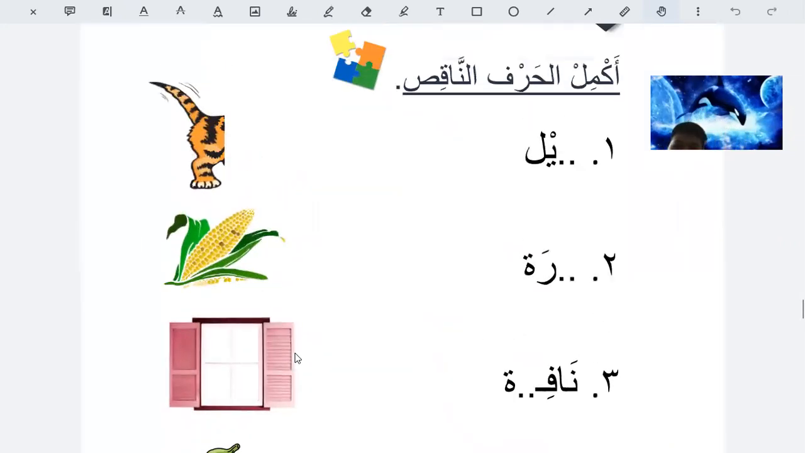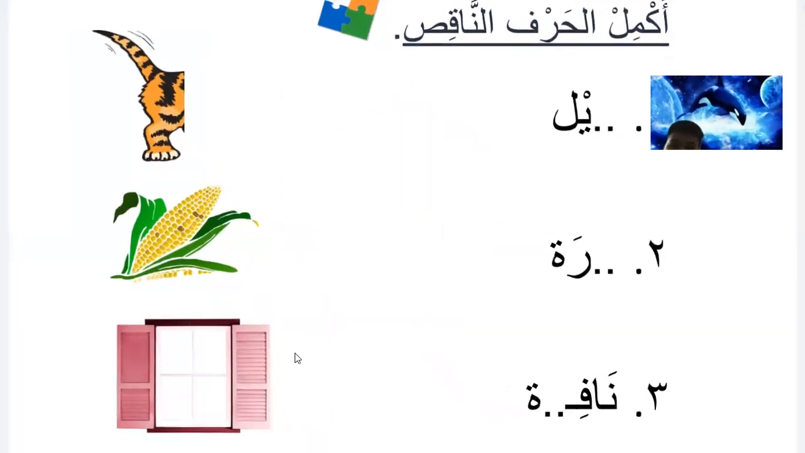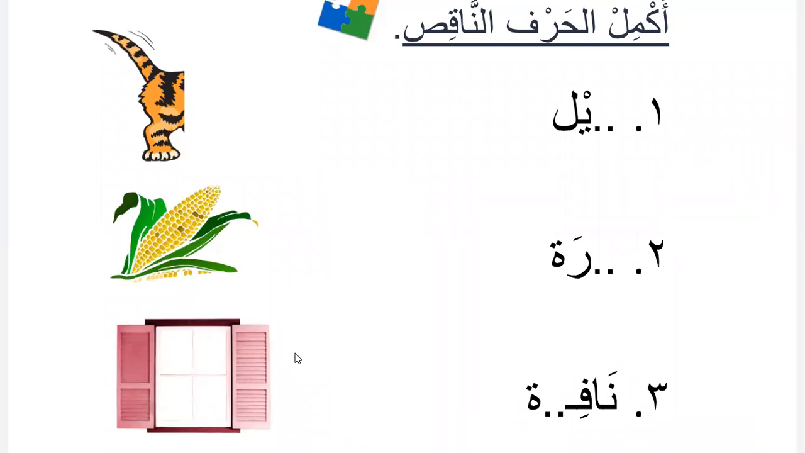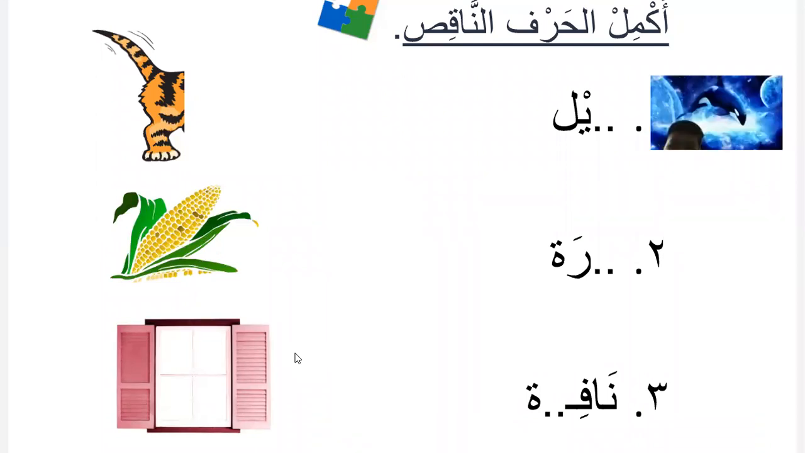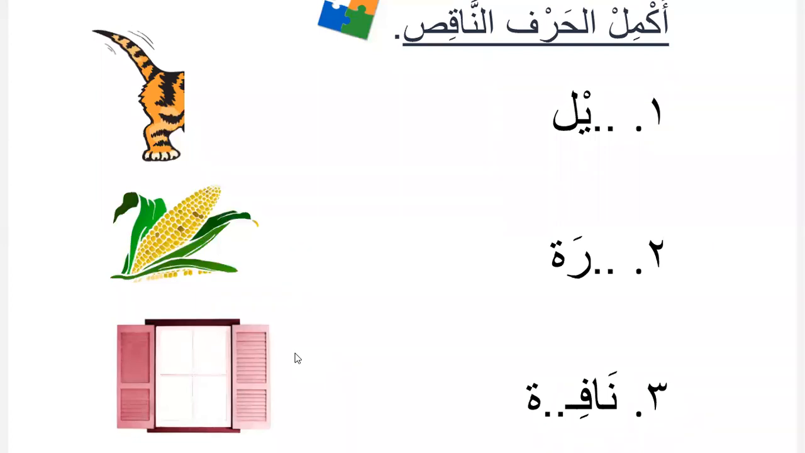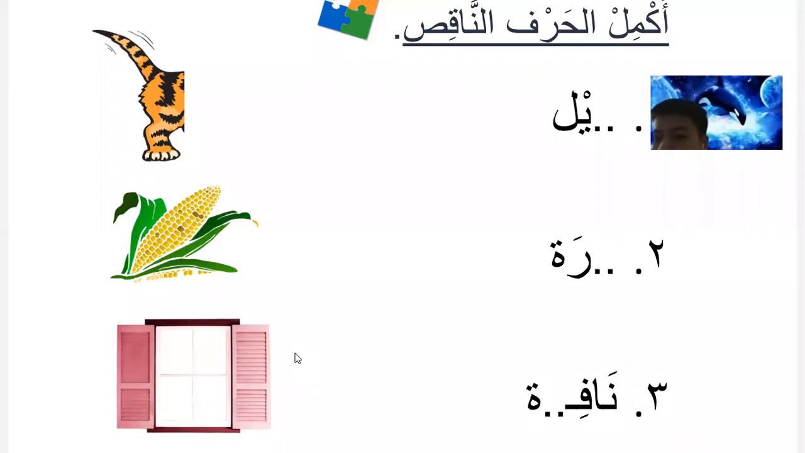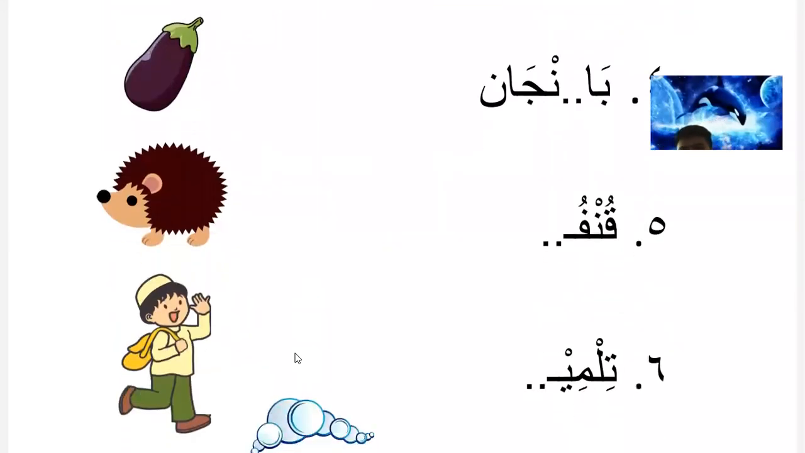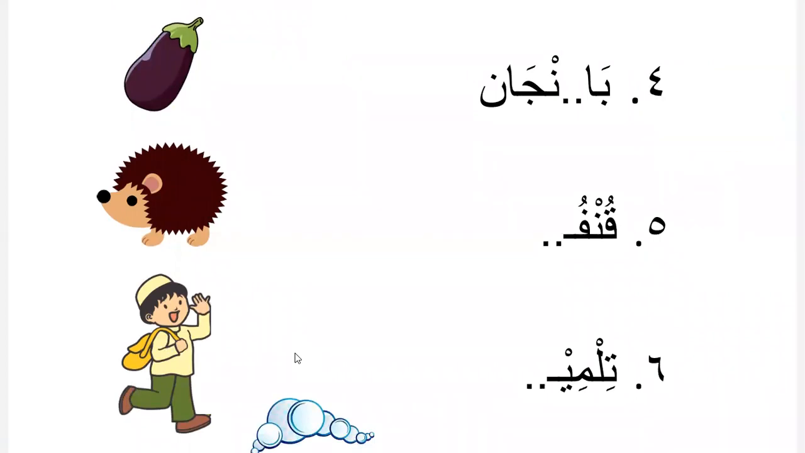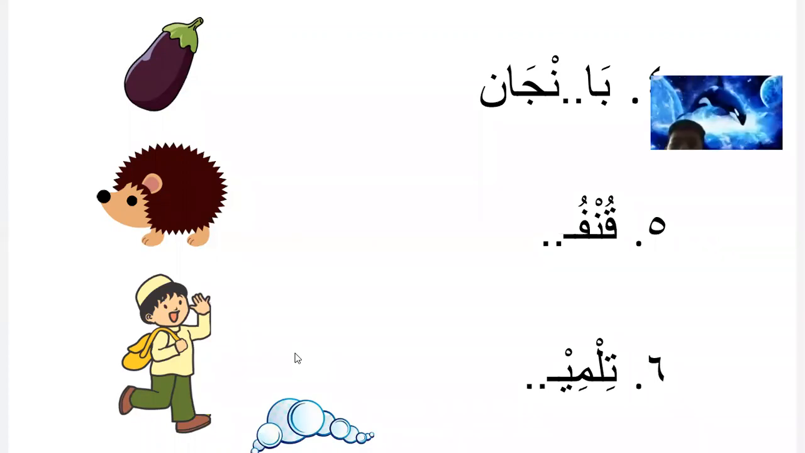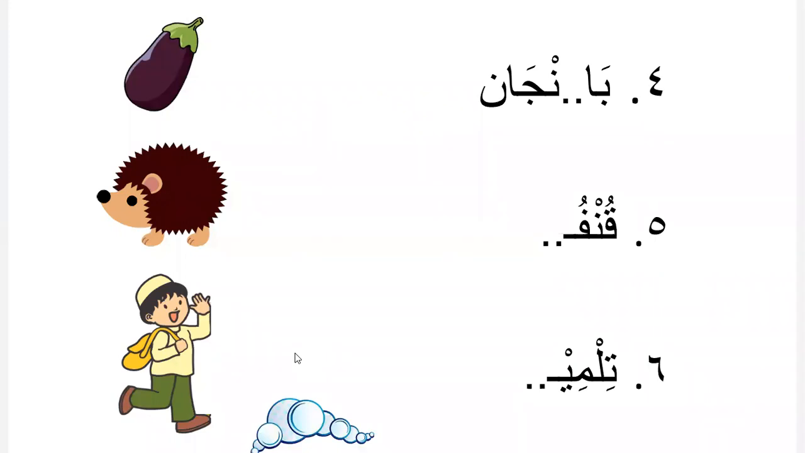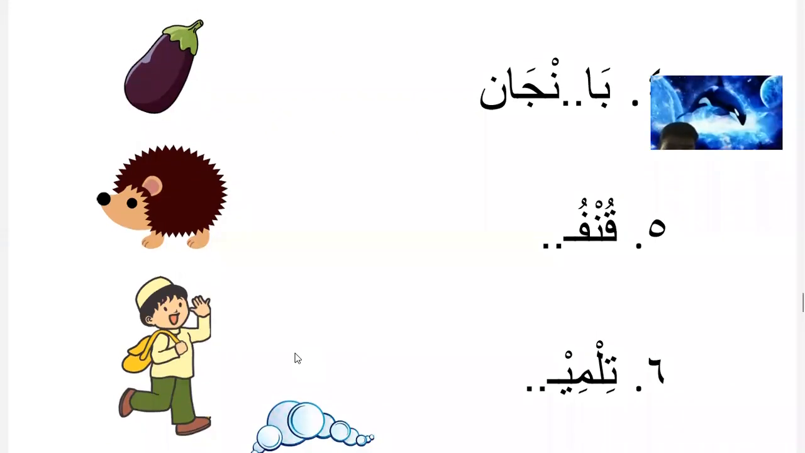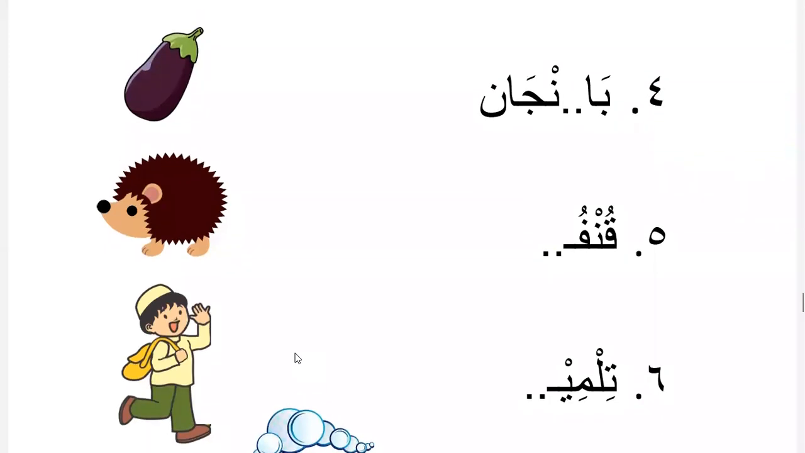Akmil al harf al naqis. Complete the missing letter. Zail. Then zura. Good. Then nafiza. Window. Good. Next, the bazinjan. Bazinjan. Kunfuz. Good. Then tilmiz. Good.